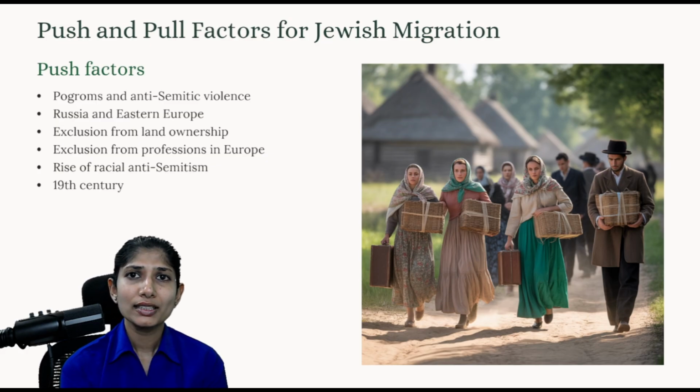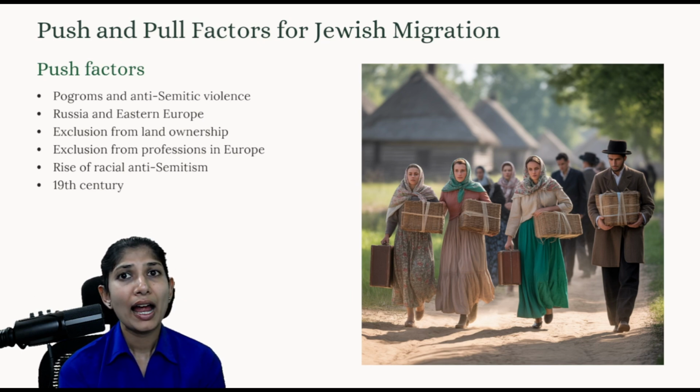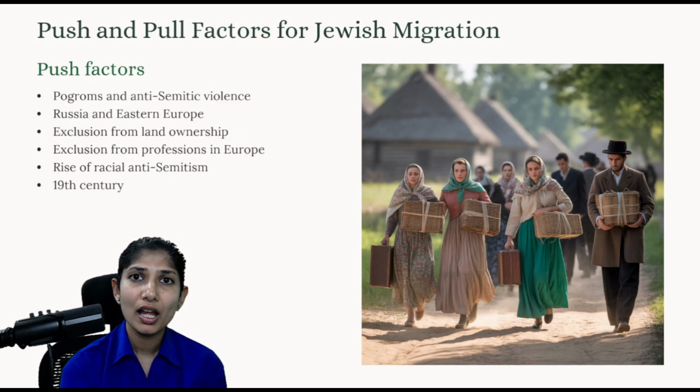Understanding? This was more focused in your Eastern Europe and Russia region. And they were excluded from land ownership. If you are excluded from land ownership, what happens? You do not have a viable source of income. And also they were excluded from many professions in Europe. So you don't have a way to earn a livelihood. If you do not have a way to earn a livelihood, then you can't survive there.